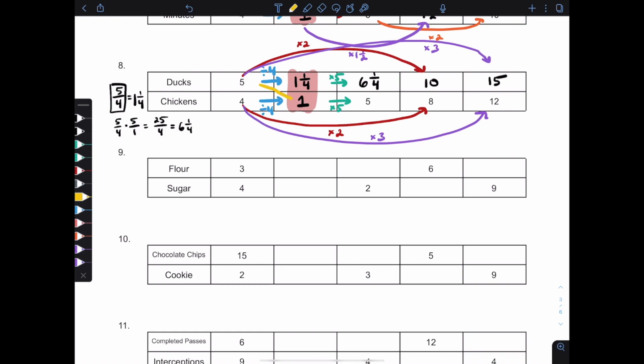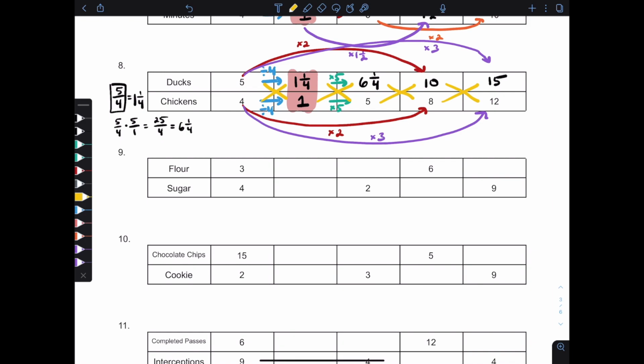5 times 4, 5 times 1 is 5. 4 times 1 1/4. All right, so to check this, we can say 5 times 1 is 5. 4 times 1 1/4 is also 5. 1 times 6 1/4 is 6 1/4. 5 times 1 1/4 is also 6 1/4. This is 50. 5 times 10, this is also 50. This is 120, and this is also 120. Okay, easy way to check.